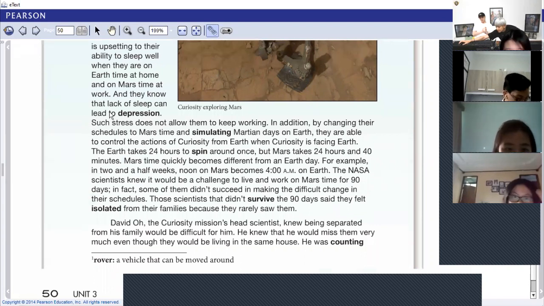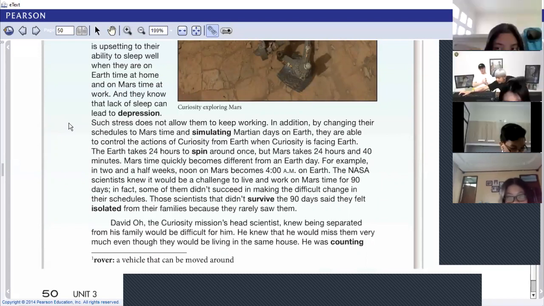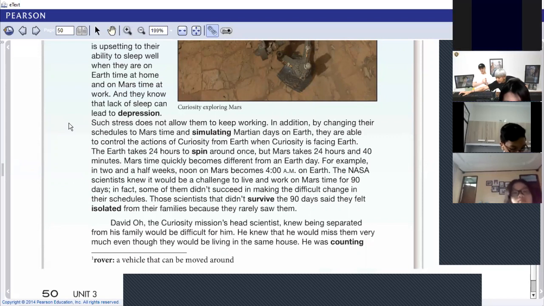Such stress does not allow them to keep working. In addition, by changing their schedules to Mars time and simulating Martian days on Earth, they are able to control the actions of Curiosity from Earth when Curiosity is facing Earth. The Earth takes 24 hours to spin around once, but Mars takes 24 hours and 40 minutes. Mars time quickly becomes different from an Earth day. For example, in 2.5 weeks, noon on Mars becomes 4 a.m.